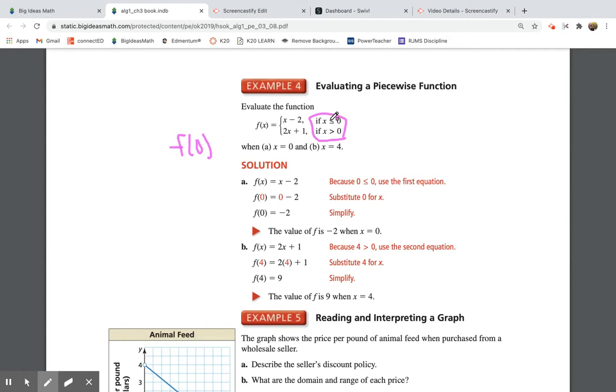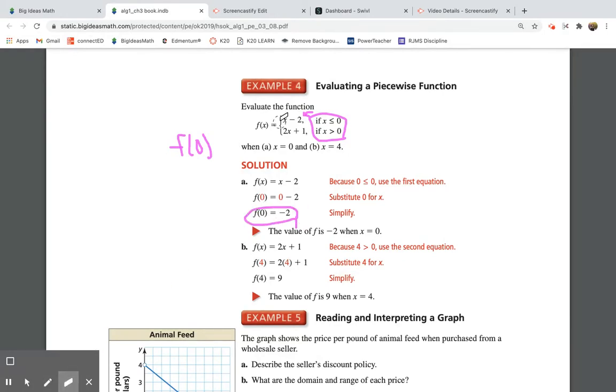But 0 is less than or equal to 0. So I can plug it into this one. So when x is 0, I can only plug it in to x minus 2. Okay, so that's what we do. We come up here and we say, okay, we can plug it into x minus 2 because it follows those rules. X is 0, so 0 minus 2 is negative 2. So f of 0 would be negative 2.